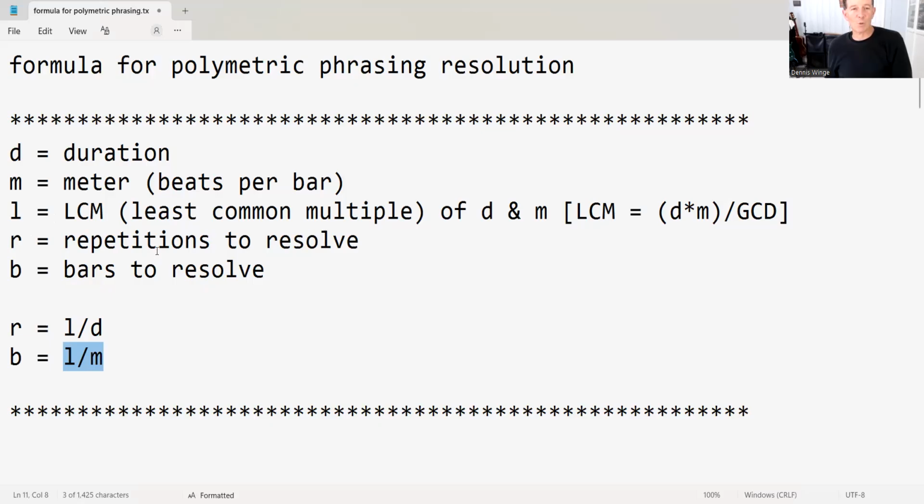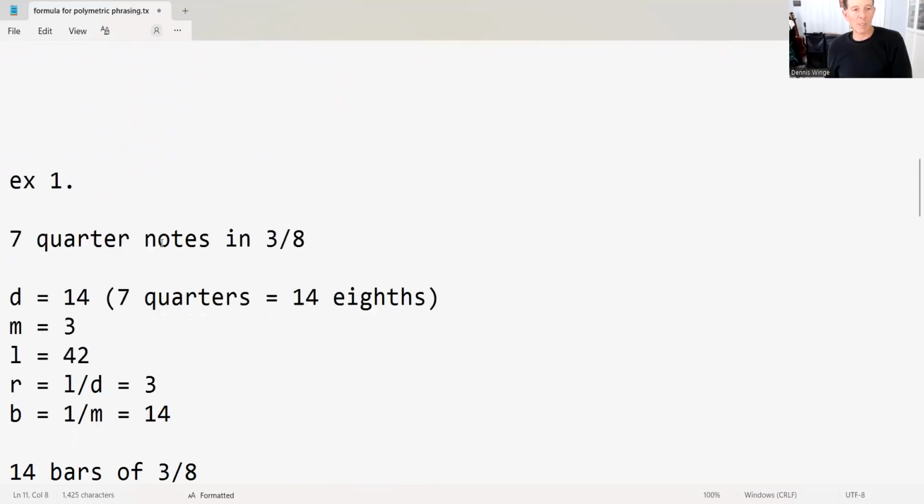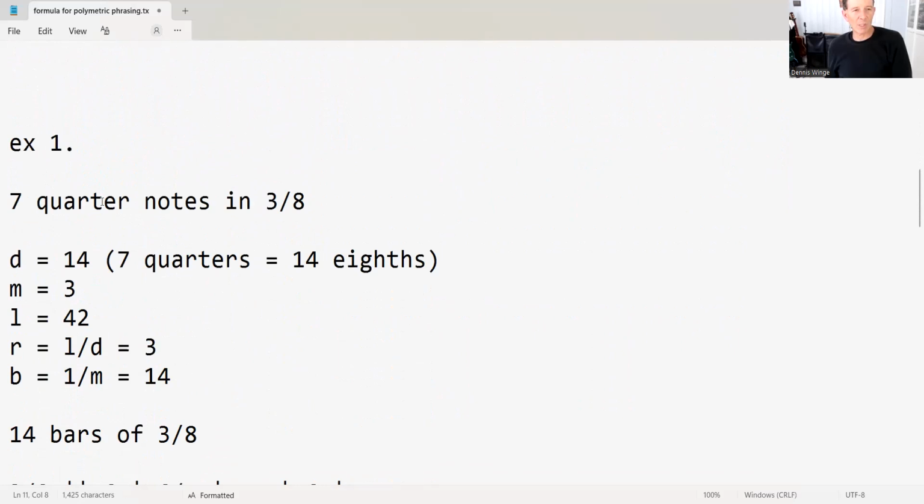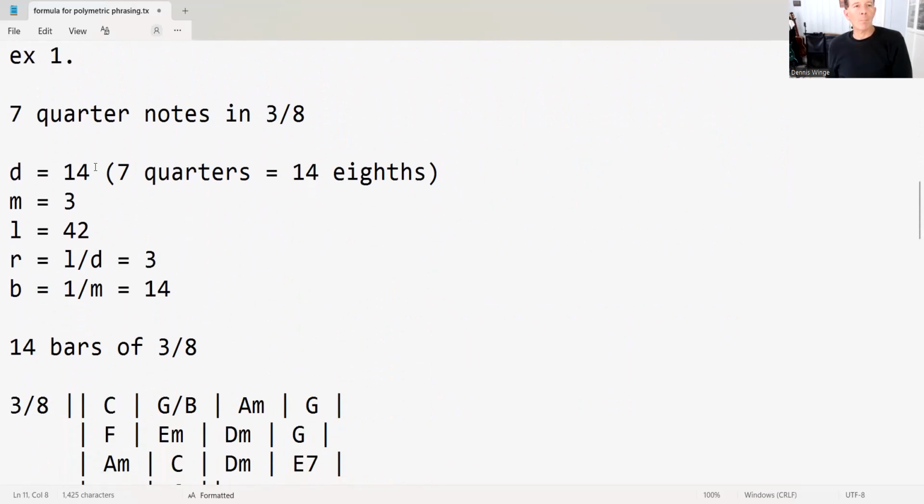So we're going to get into 3 different examples here. The first example is 7 quarter notes in 3/8 time. Now, 7 quarter notes is the same as 14 eighth notes, and we have to express this duration in terms of the bottom number of the time signature, so you have to use 14, not 7. Because the eighth note is the basic unit of measurement in this time signature, the total is 14.